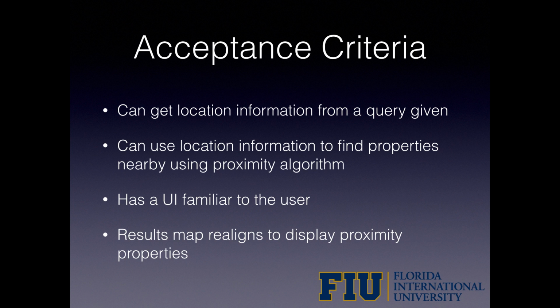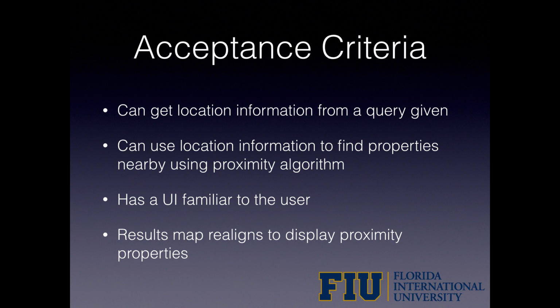The acceptance criteria. You could get the location information from a query given. What this means is that you could get the latitude and longitude from any kind of query. So let's say Miami, you get the coordinates from Miami, the latitude and longitude of Miami. Second thing, you can use location information to find properties nearby using the proximity algorithm. In a nutshell, this means using the latitude and longitude I got from the previous step and using that to search through all the properties in BreazeHome to find properties nearby. So if I'm searching for Miami and I get the latitude and longitude of Miami, I want to search through all the properties of BreazeHome, all the latitude and longitude of those properties, and find the ones that are nearby.